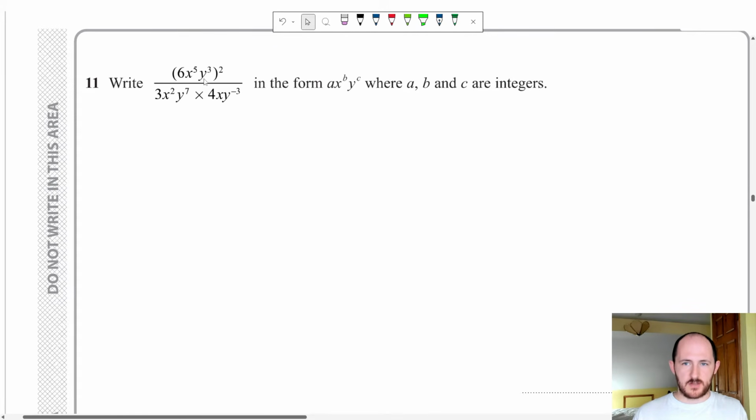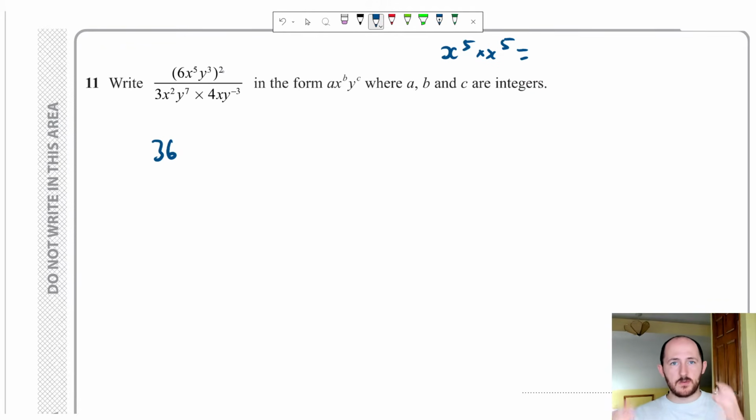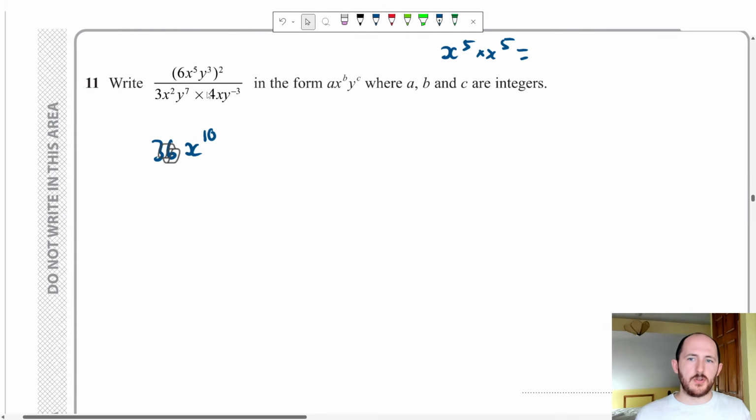So what I'll do is I'll do the top first. So it's squared, so I take it literally step by step. I'm not doing 6x to the 5y cubed to the power of 2. I'm doing, what's 6 squared? That's 36. What's x to the 5 squared? Well, that would be x to the 5 times x to the 5. And what do we do when we times two things with the same base? We add the powers. So that becomes x to the power of 5 plus 5, which is 10. Also, you can literally just times 5 by 2 if you want to. Y cubed, again, that's going to be y cubed times y cubed, which is y to the 6.